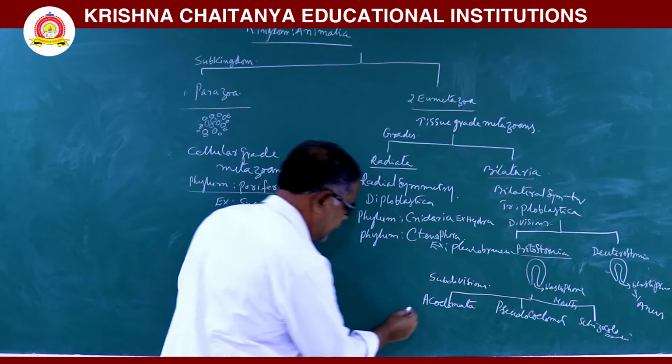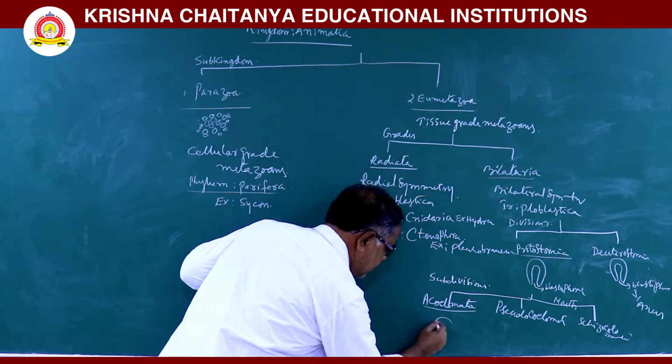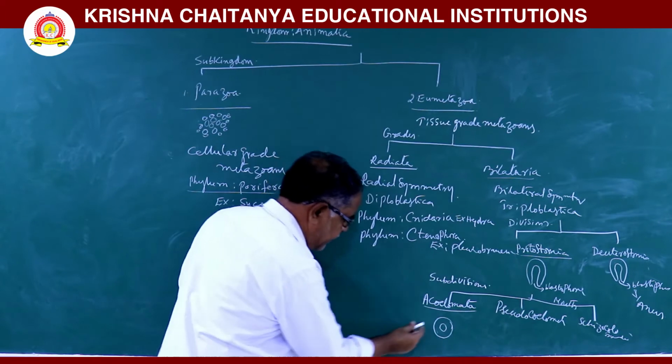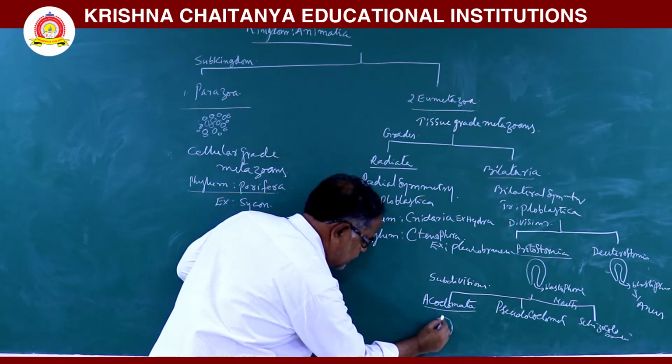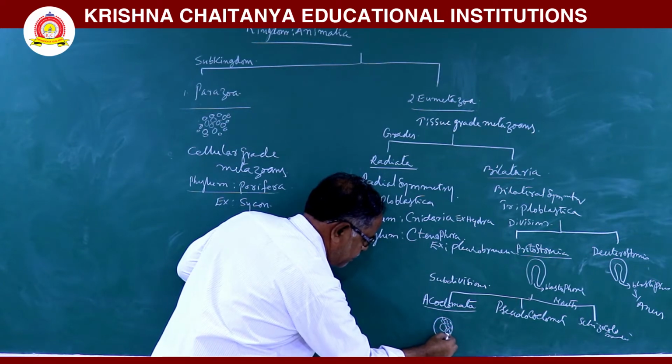Here, first Acoelomata. In acoelomates, when you see the cross section of one acoelomate, this is the body wall, this is the gut wall. In between body wall and gut wall, there is no space. This space is occupied by parenchyma tissue.